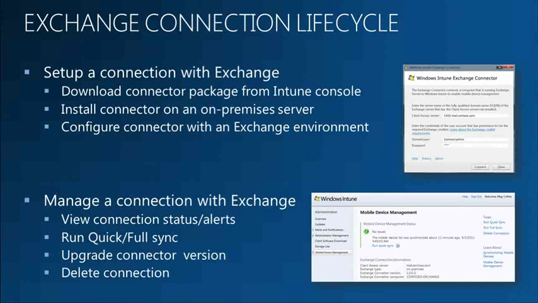In terms of the lifecycle of the connector, first of all, we need to set up. Downloading the package for the connector on the server where we need to install it is done through the Intune console, and we're going to go through this process in a few seconds. Then we need to configure the connector to be authorized by the Exchange server to retrieve and apply the policies that we want to apply. And once the connector is installed, we have an ongoing regular cycle as part of Intune in which we can manage the connector, see its version, upgrade it, and run a full sync or a quick sync, depending on how we want to work with our data in the Exchange.